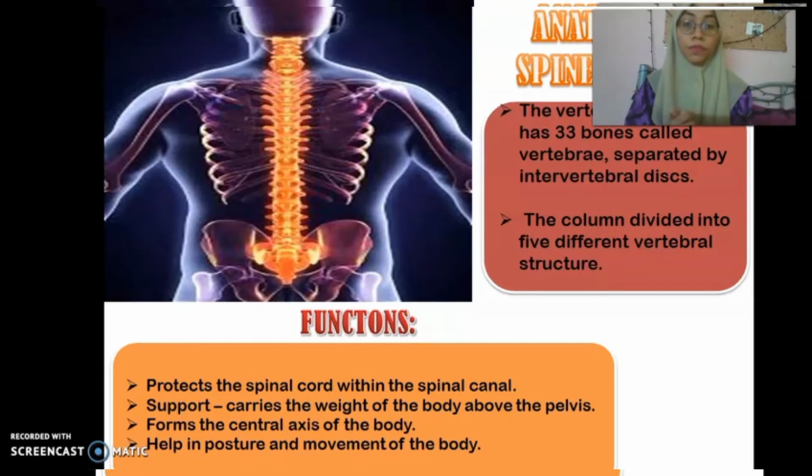sacrum and coccyx. The spine also has functions. First, it protects the spinal cord within the spinal canal, and as a support it can carry the weight of the body above the pelvis. It also forms the central axis of the body, and lastly it helps in posture and movement of the body. For example, in the cervical vertebra, we have C1 and C2, which are the atlas and axis, whose function allows the movement of the head.